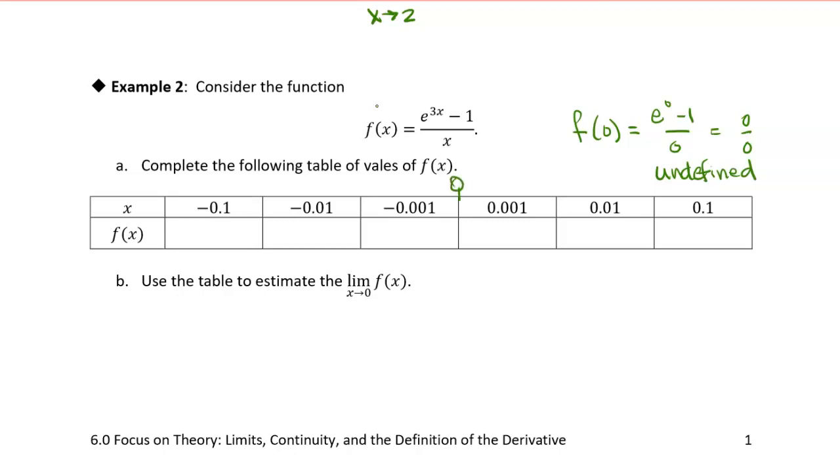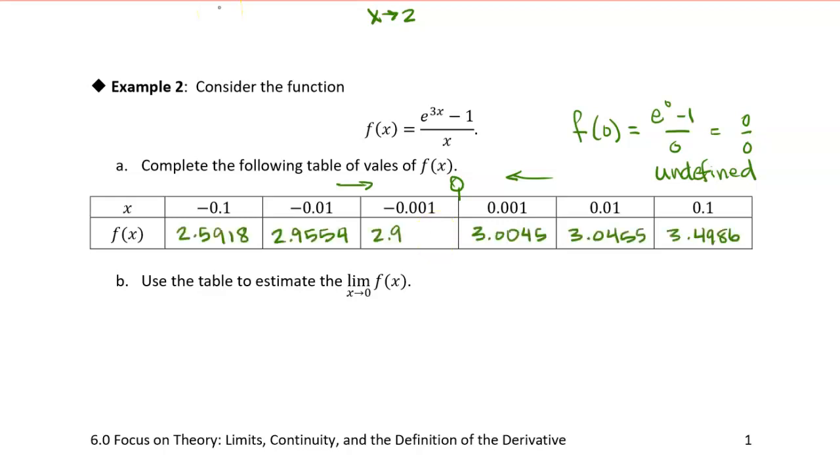Here's 0 right here. And I've taken some values that are a little bit less than 0, so negative 0.1, negative 0.01, negative 0.001. And I've taken some values that are a little bit bigger than 0, but approaching 0. They're getting smaller and smaller as we come from the right or if we come from the left. So we're going to look at what happens as x approaches 0. We can't go there because it's undefined at 0. But let's see what happens.